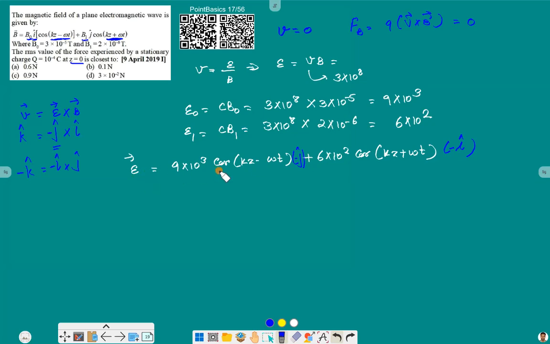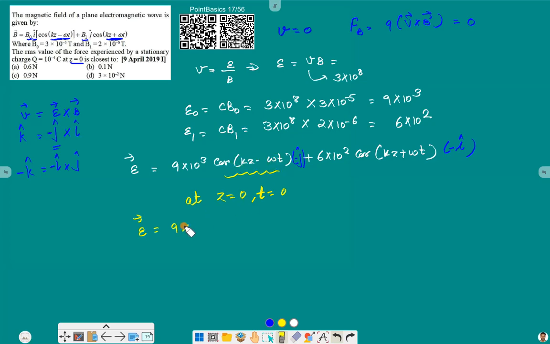So we have the electric field. Now we can calculate the force at z is equal to 0. At z is equal to 0, our electric field will reduce. Here z is 0 and time will also be 0 because the charge is stationary. So because no component is there regarding time, we will consider time also 0. So this term will be reduced to cos 0, and cos 0 is 1.